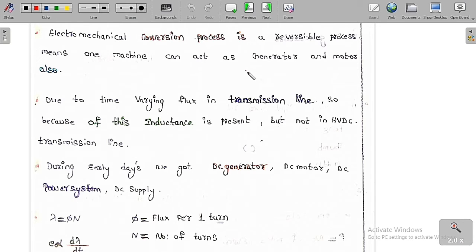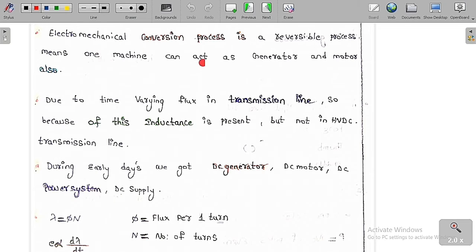If you give electrical input, you can get the mechanical output, or vice versa. If you give a mechanical input, you can get the electrical output. So a given one machine can work for both processes, which is called the generator process and also the motor process. That is the reason we call this a reversible process. So we can say simply that this electromechanical conversion process is a reversible process.